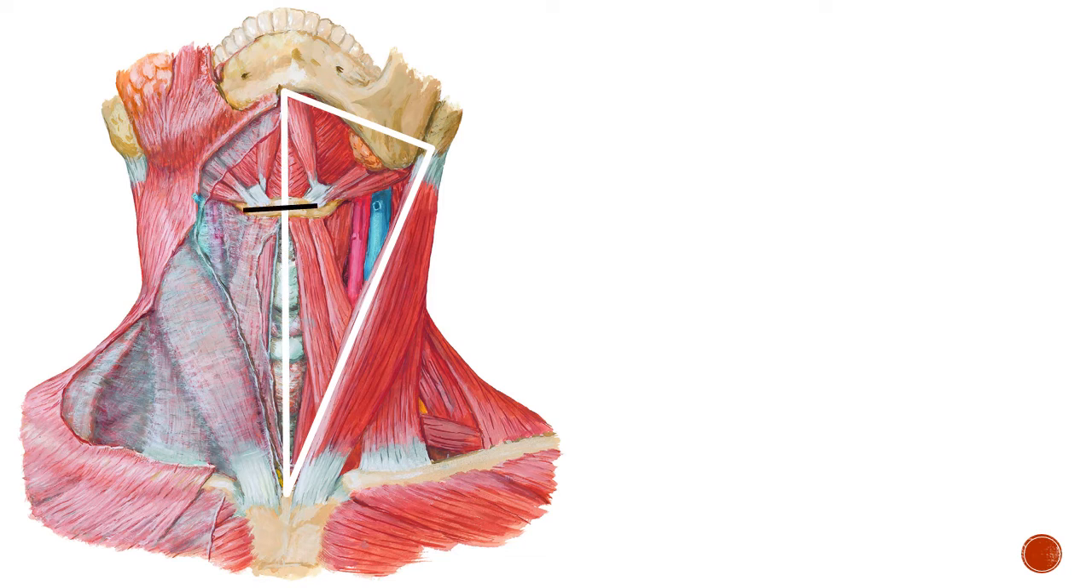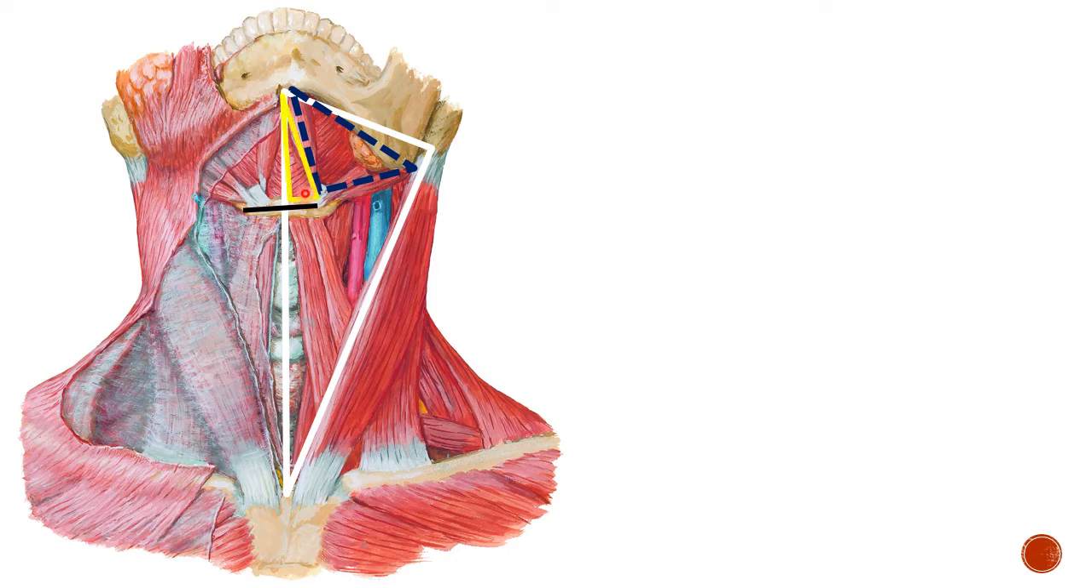So this is the hyoid bone, and here you can see the digastric triangle which is present between the anterior belly of digastric and the posterior belly of digastric, and the base is formed by the lower border of the body of mandible and lower border of ramus of mandible. So this triangle is called the digastric triangle.